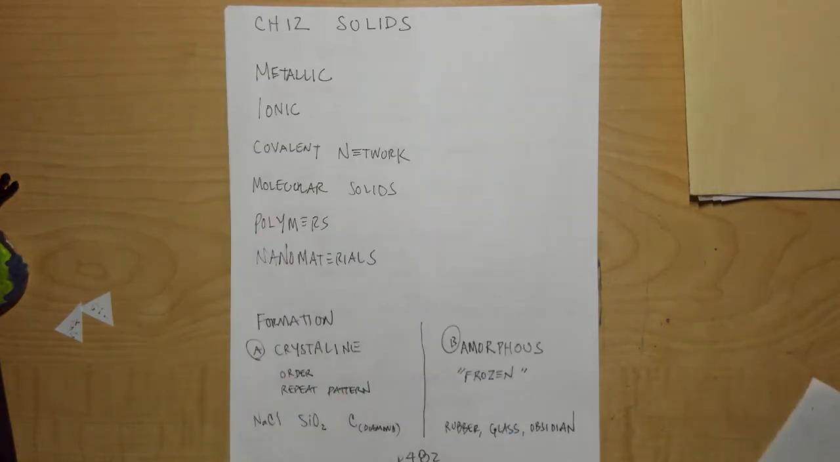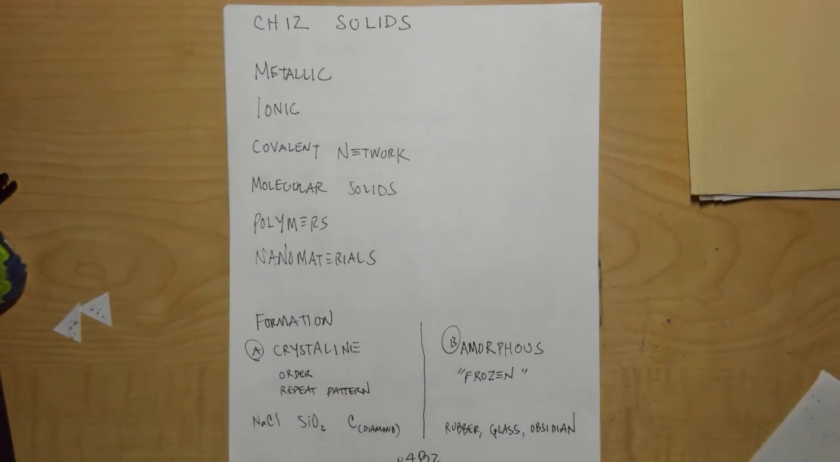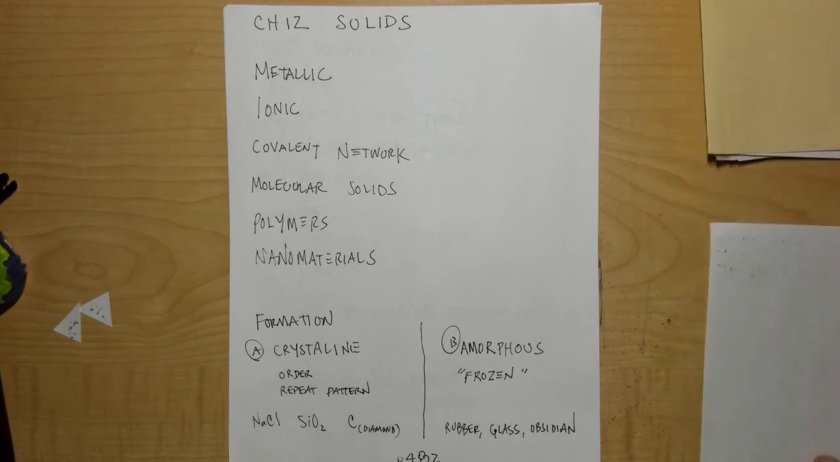There are 6 different types of solids that we're going to talk about in this chapter: metallic, ionic, covalent network, molecular solids, polymers, and nanomaterials, 5 of which I'll do during this lecture. All are outlined in Chapter 12 of your textbook, and we will show you pictures of the textbook pages that we have displayed in class as we go along.